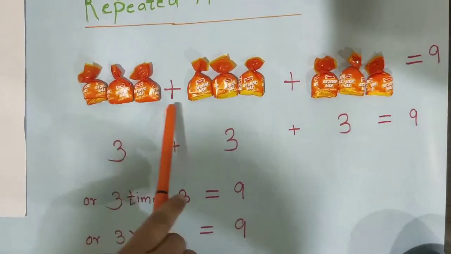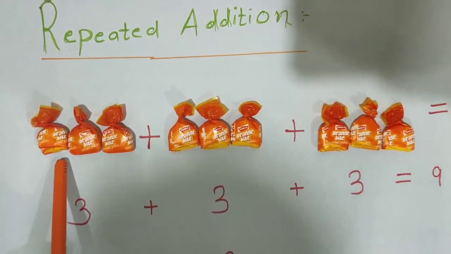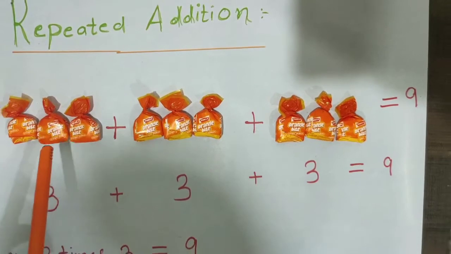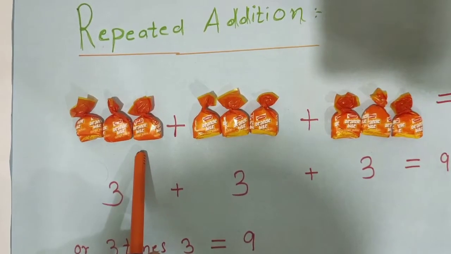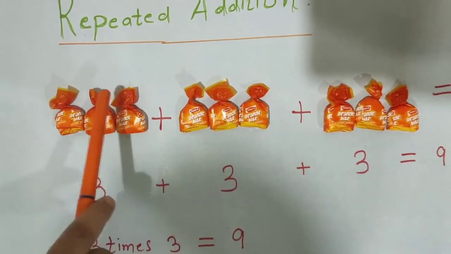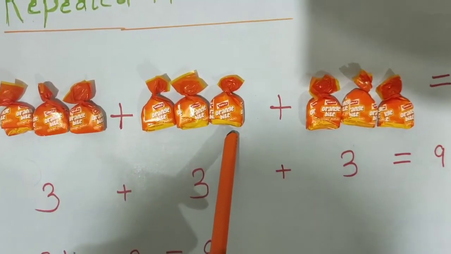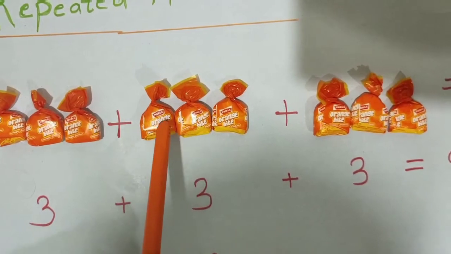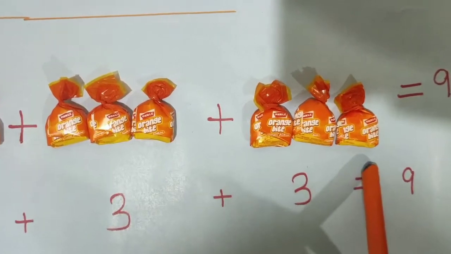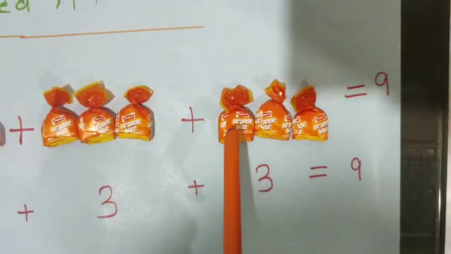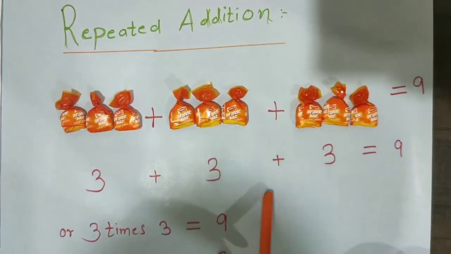Children, I have here 3 sets of chocolate. In each set, how many chocolates are here? Let's count with me. 1, 2, 3. This is the first set of chocolate. Here in the first set there are 3 chocolates, plus this is the second set of chocolate. In the second set also 1, 2, 3 chocolates are here. Plus this is the third set of chocolate. In this set 1, 2, 3. 3 chocolates are here. Okay?